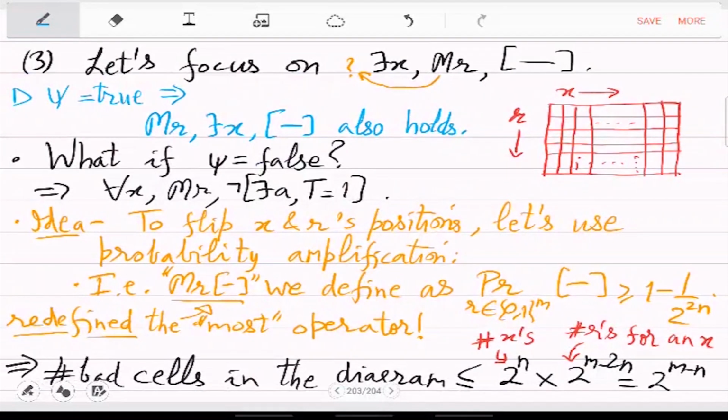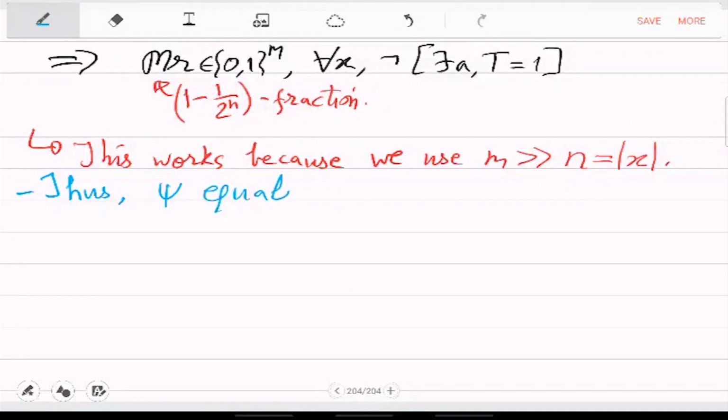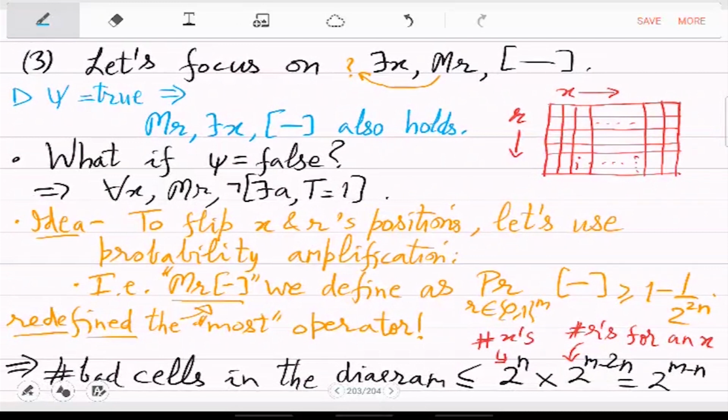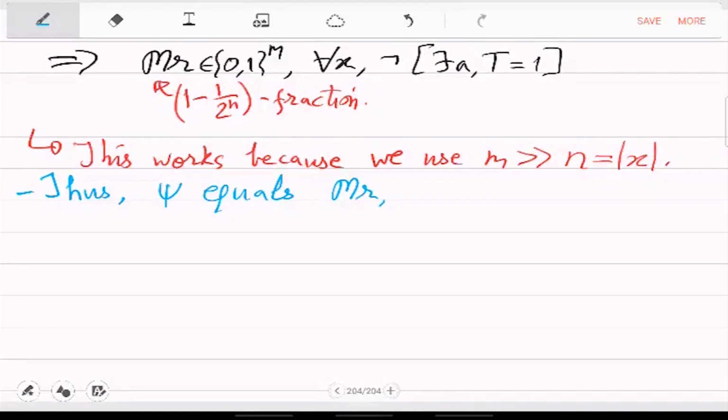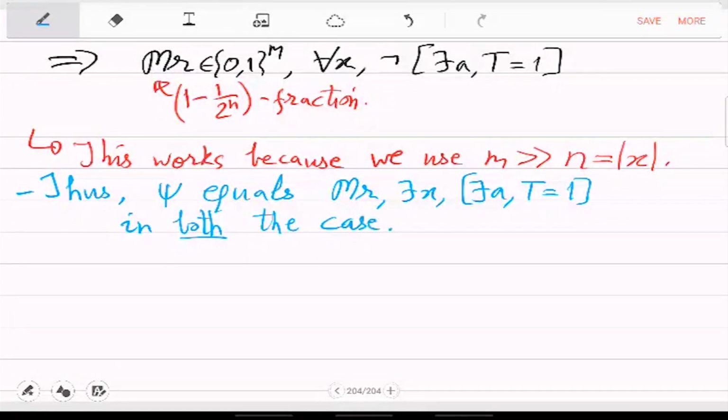thus psi equals most R there exist x, there exist a t equal to 1, in both the cases. Okay, so when psi is true, in that case most R there exist x, there exist a t equal to 1 is true, and when psi is false, then also we showed that for most R, for all x, this statement there exists t is false. So hence most R there exist a t is false. Okay. So psi true, this thing is true, psi false, this statement is false, and hence these two are equivalent.